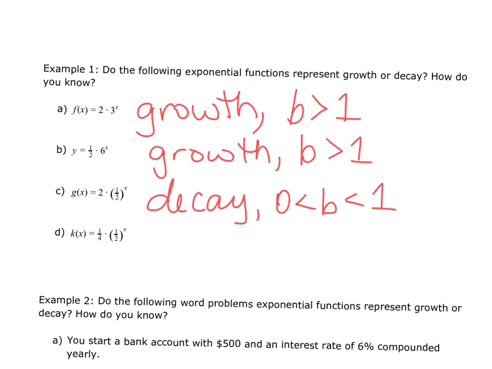All right. Last equation. K of x is equal to 1/4 times 1/2 to the x power. Decay again, because b is 1/2. It could only be decay if it's a number between 0 and 1.